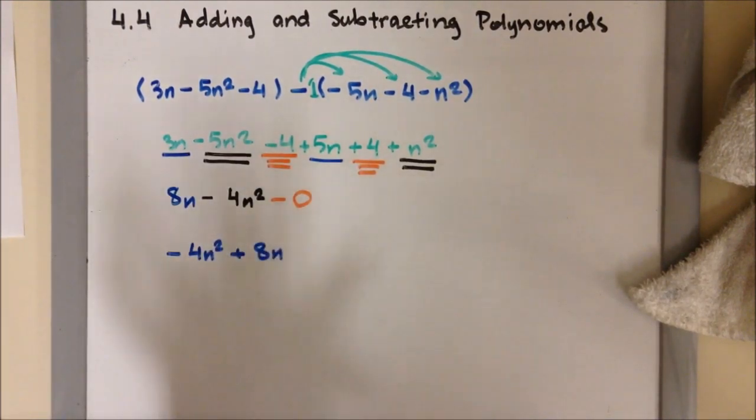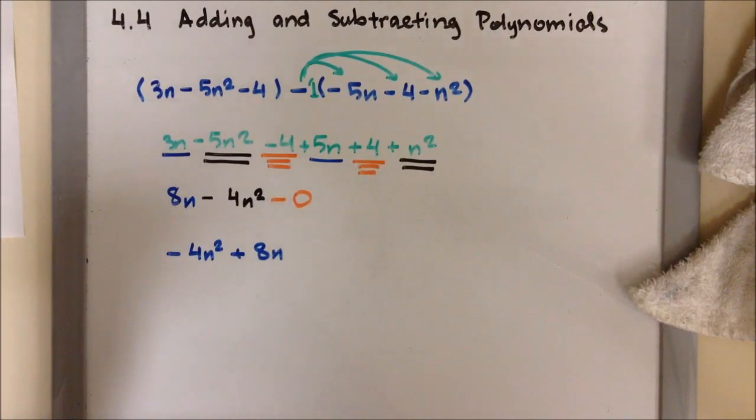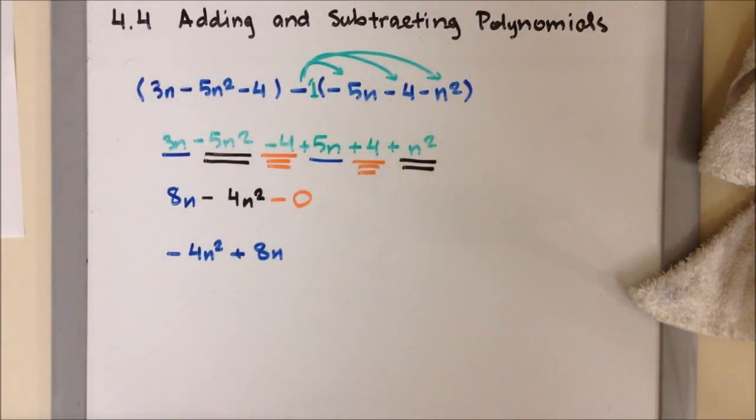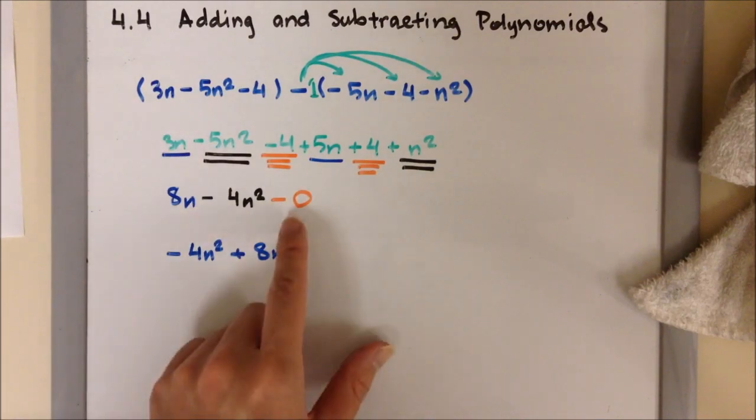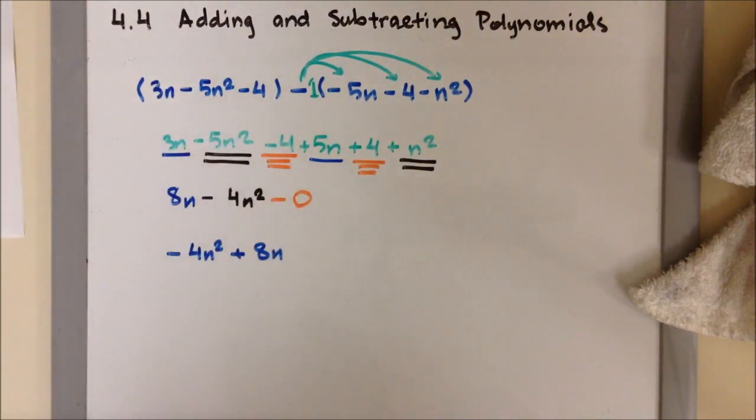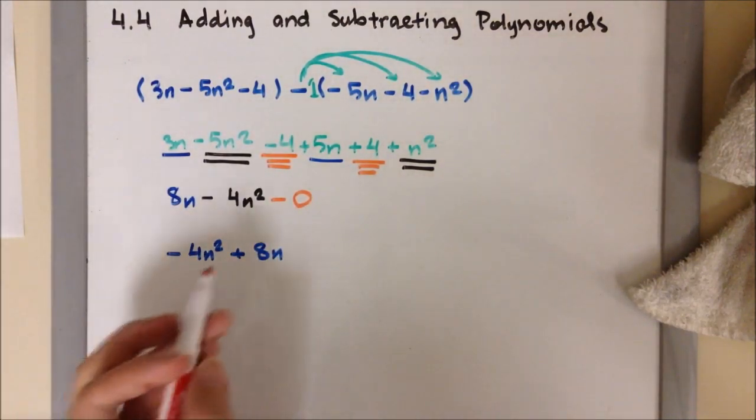Since this is 0, I'm not required to write it. But if you do write it, it won't hurt you. It won't count against you. I won't take points off because technically it is true. It's just a 0. But if it's a minus 0 or plus 0, you don't have to put it. And this will be our final answer.